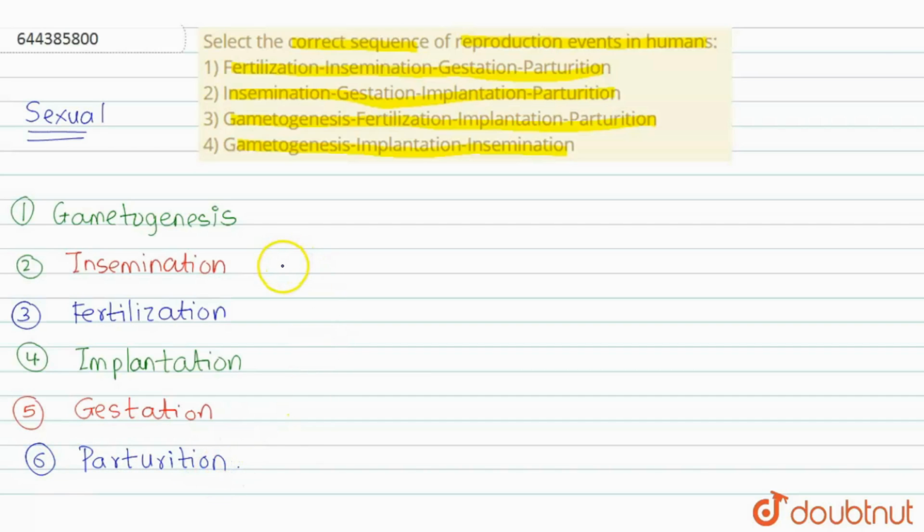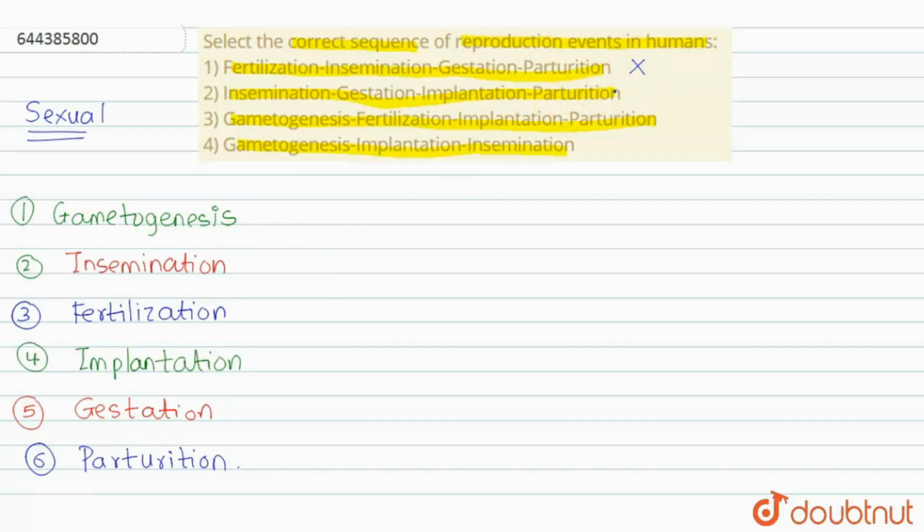So this is the basic outline of all the events occurring in the reproductive system of humans. First of all, gametogenesis, followed by insemination, followed by fertilization, followed by implantation, followed by gestation, followed by parturition. After this, we will look at which is the correct option following this sequence. In option 1, we have fertilization first, followed by insemination. You can see that insemination occurs first, then fertilization occurs. So option 1 cannot be my answer.